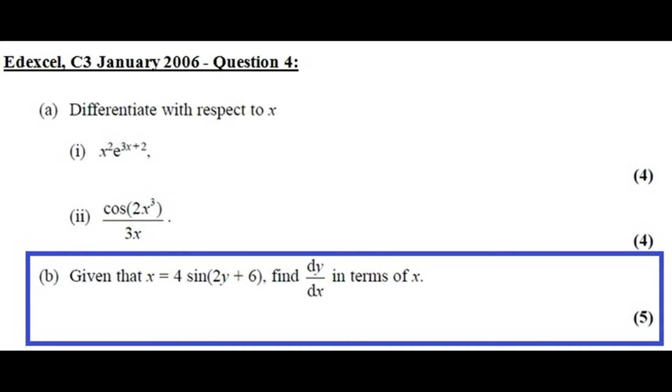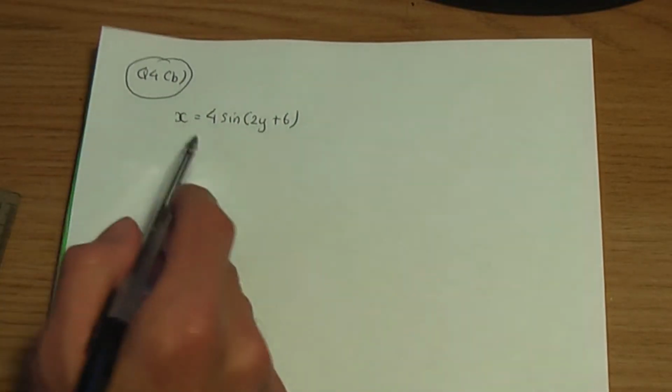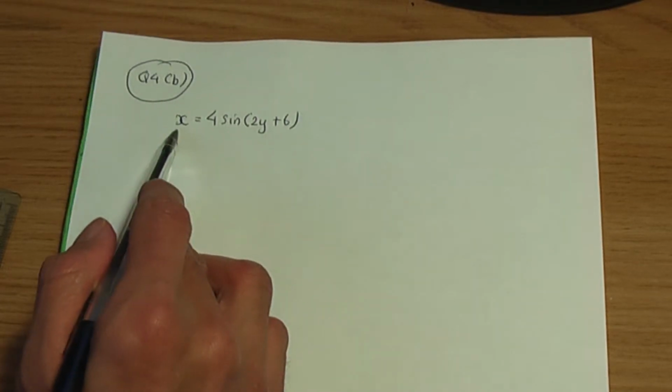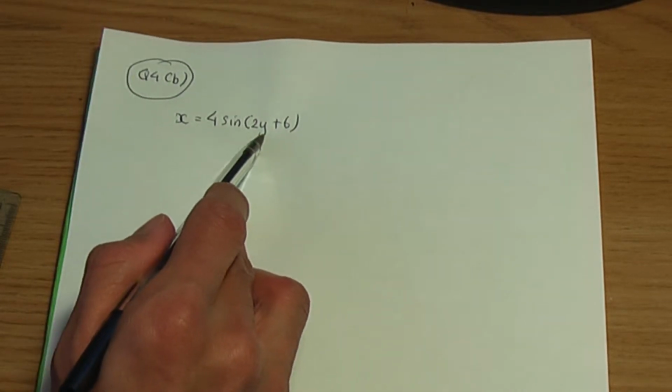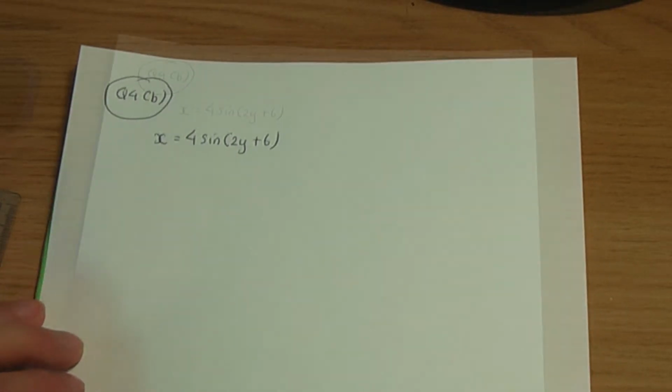So part B is, given that x equals 4 sine 2y plus 6, find dy over dx in terms of x. So let's go back to the paper and pen. In this case, x is 4 sine 2y plus 6, and we need to find dy over dx with respect to x.